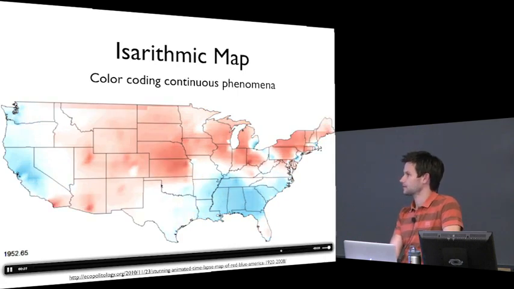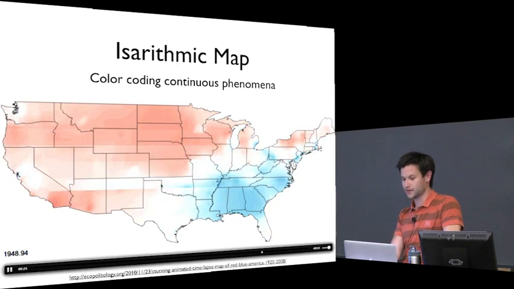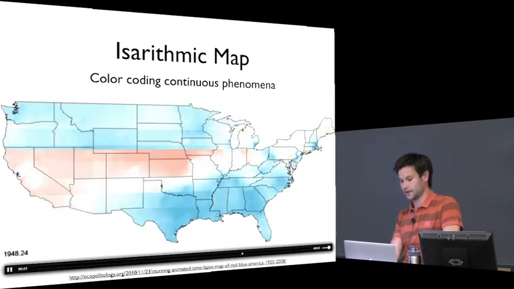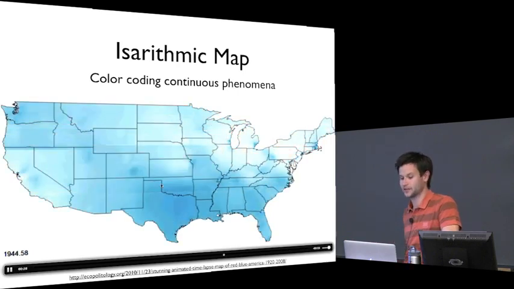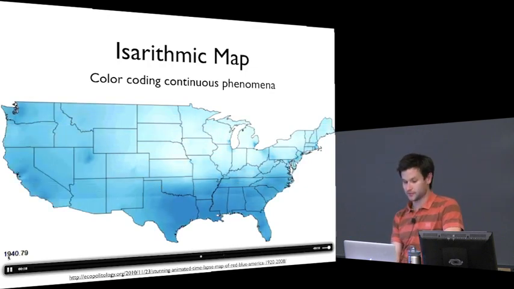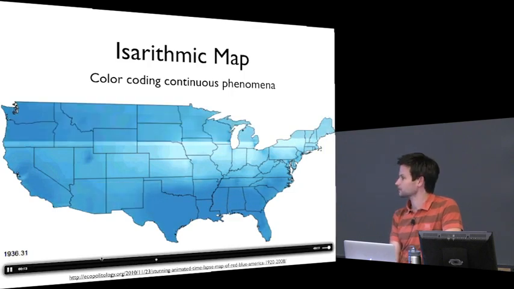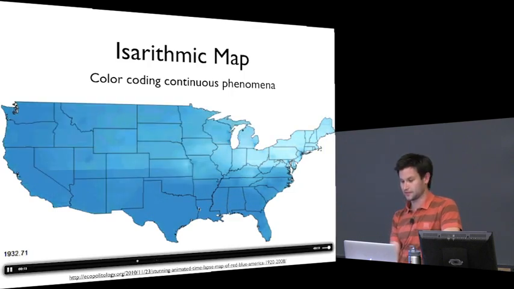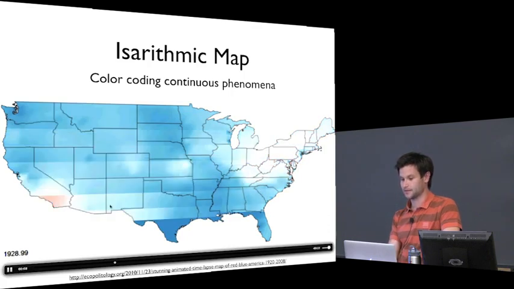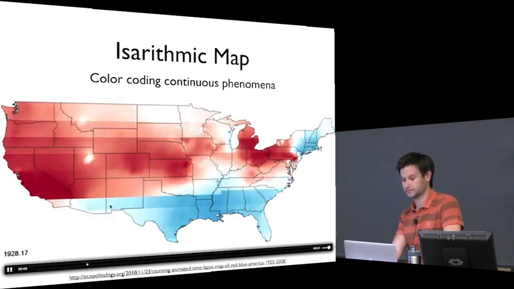In that case, it's not the weather, it's the evolution of political parties in the US. So you see 1944, 1940, so it's actually moving backwards now. 1936, it was all Democrats and so on. This is called an isarithmic map.